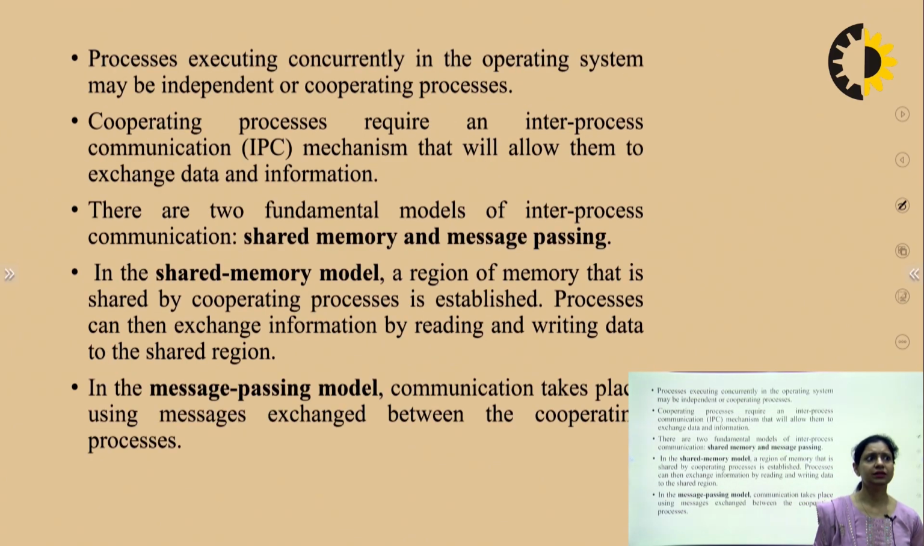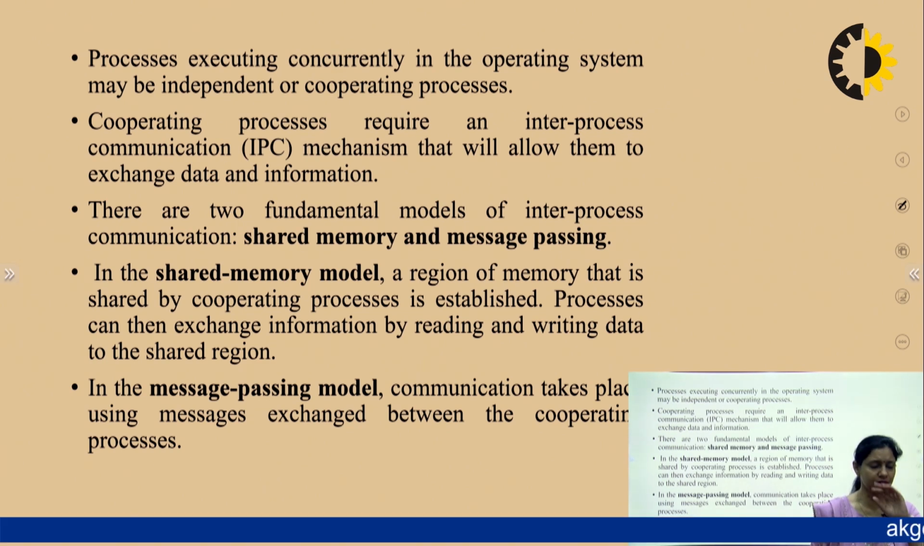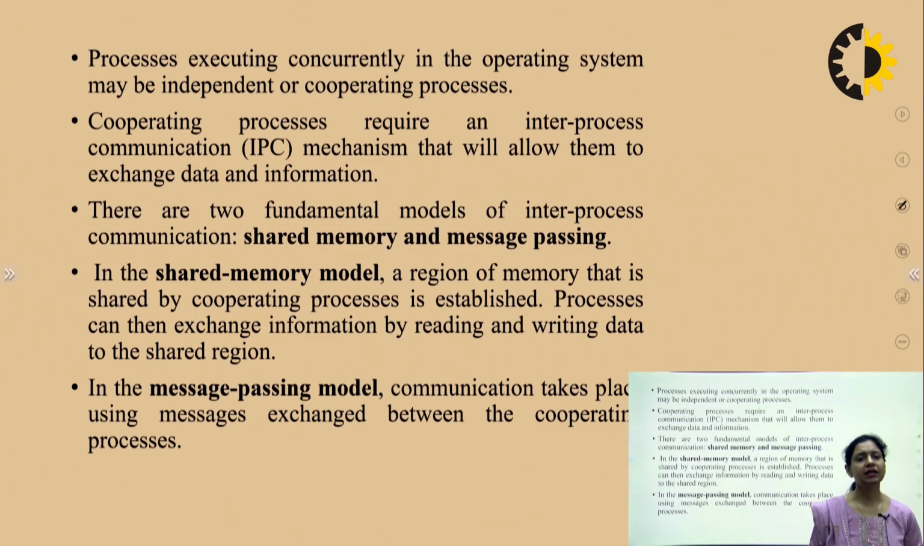So, when we are talking about inter-process communication, we have two fundamental models on which we'll be focusing. The first one is shared memory and the second one is message passing. When we are talking about shared memory, the shared memory is a region of memory that is being shared by the cooperating processes, and this region of memory is established by the operating system. At this particular place, the processes can exchange their information by either reading or writing the data into the shared region. So, shared memory, as the name suggests, is a place where different processes can exchange their information. They can read the data or they can even write into that memory.